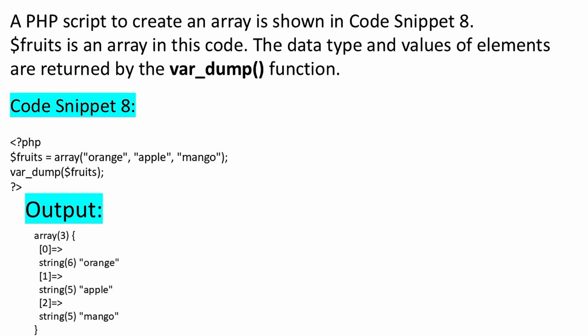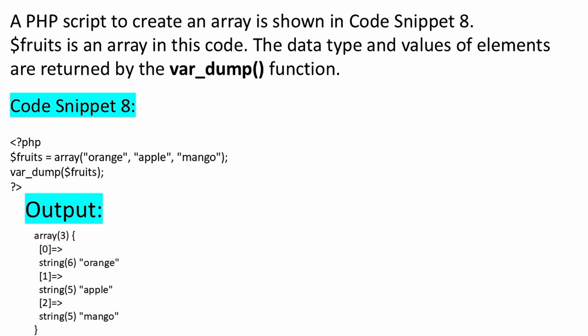After creating the array, the var_dump fruits statement is used to display detailed information about it. The var_dump function is mainly used for debugging because it not only shows the values inside a variable, but also their data type and size. When this script runs, it prints detailed output on the screen.